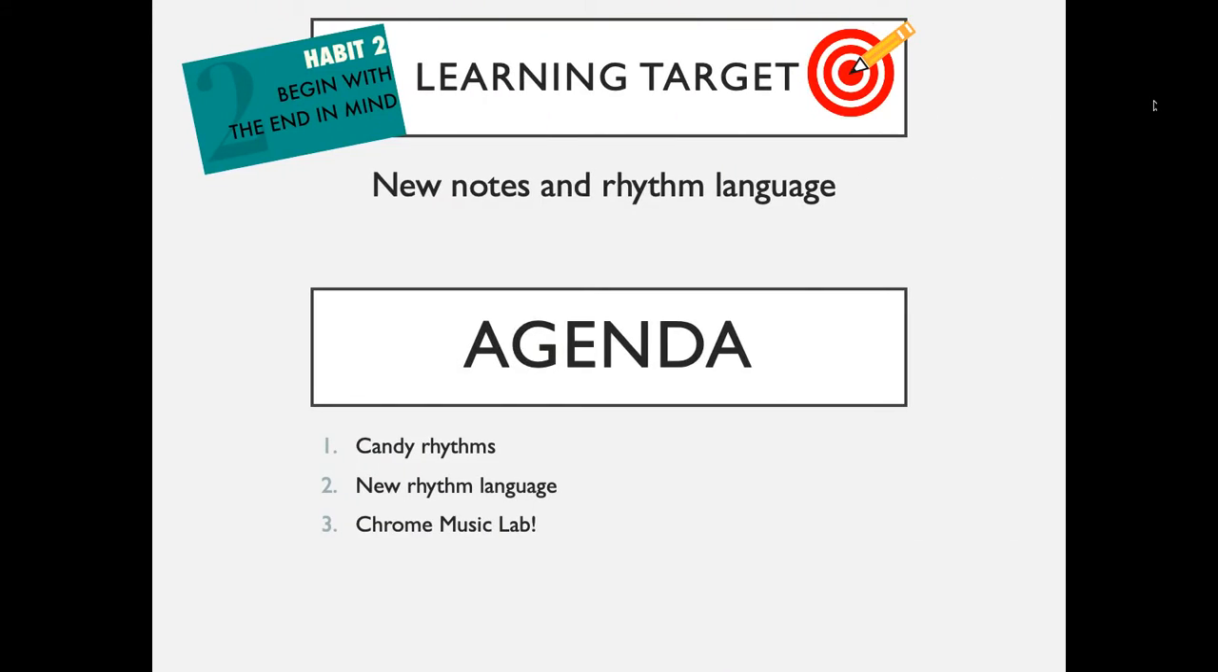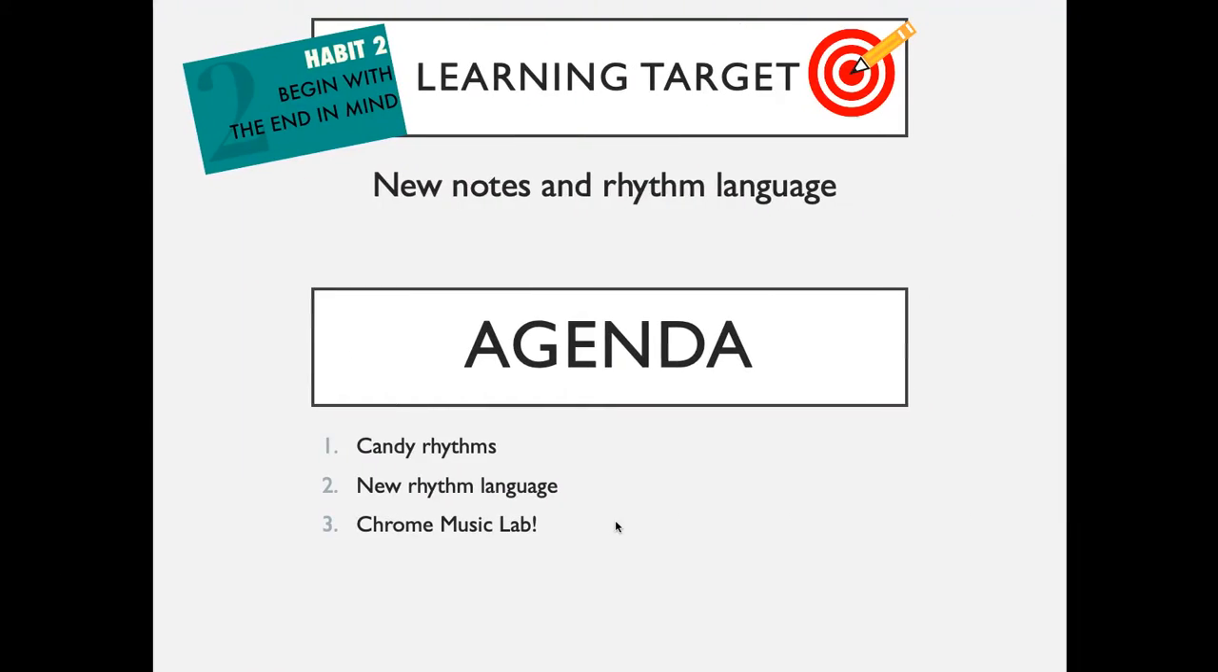Today, our learning target is we're going to learn some new notes and some new rhythm language for something that we've been practicing since the beginning of the year. Down here, you can see that we're going to do some candy rhythms. So some rhythm work with candy. We're going to have our new rhythm language and new notes, and then we're going to jump over to Chrome Music Lab and have some fun with that. So let's take a look.